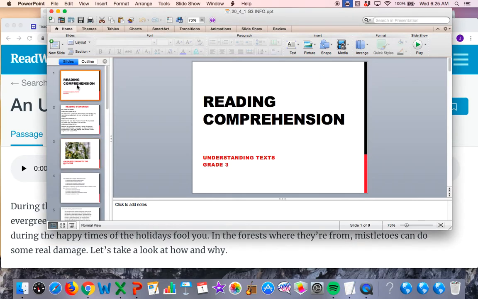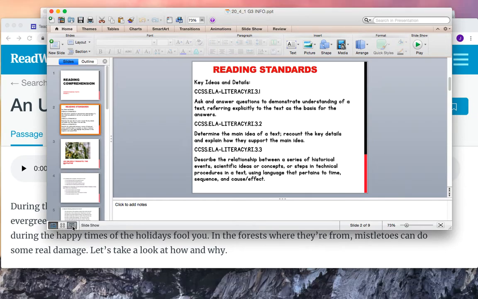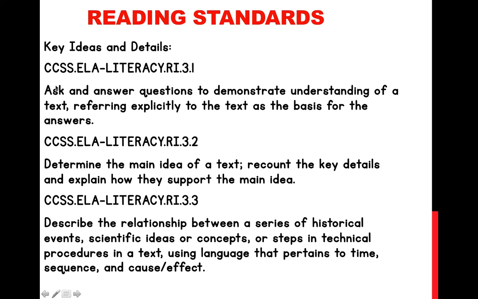We will be working on reading comprehension, specifically how to read informational text. So, what are we supposed to be able to do as third graders when we read informational text? Well, the first thing we need to be able to do is to ask and answer questions to show that we understand what we just read, and also be able to go back to the text and show how we answered the question, what information did we use to answer the question. Then the next thing we should be able to do is to figure out the main idea of a text. We need to be able to say the details and show how that supports the main idea.